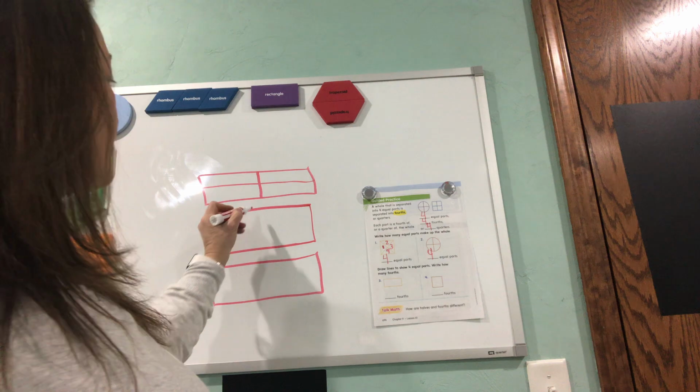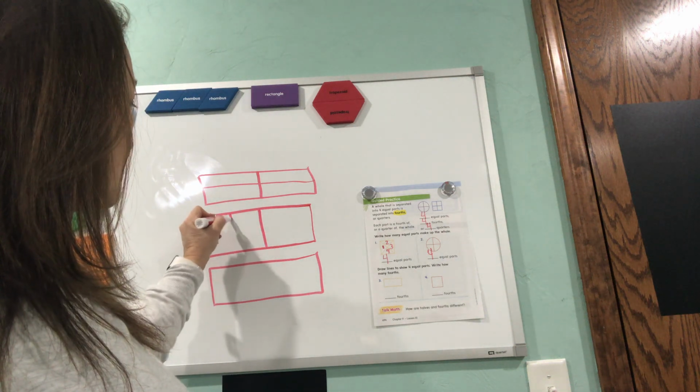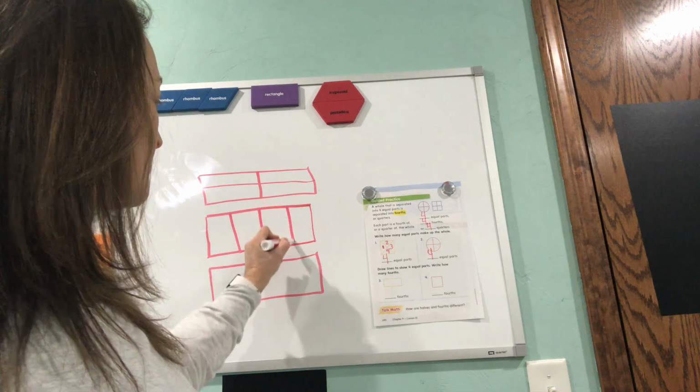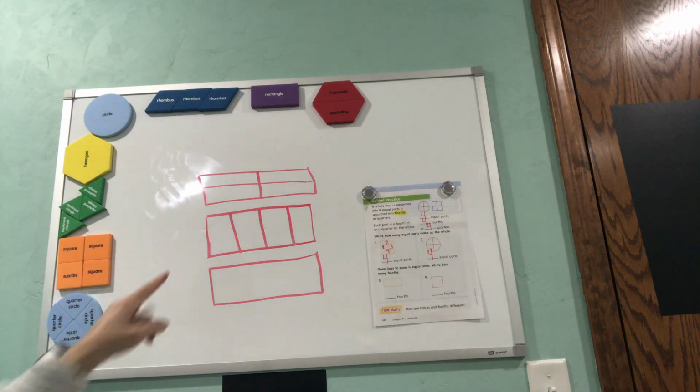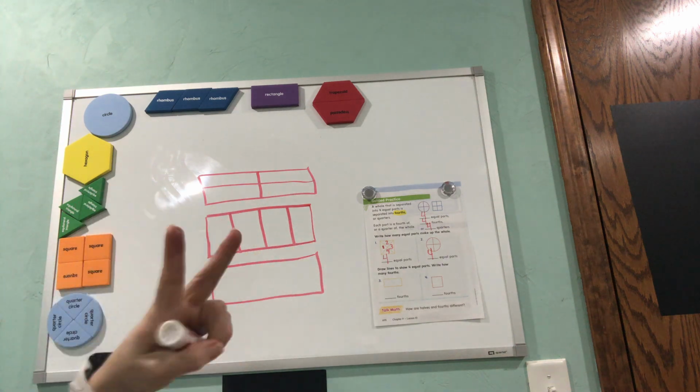Remember, I can also put it into 2 equal parts like this. Now I want to put this one into 2 equal parts and this one into 2 equal parts. So I have 4 equal parts or fourths. So 1, 2, 3, 4, 1, 2, 3, 4. That's 2 different ways to do it.